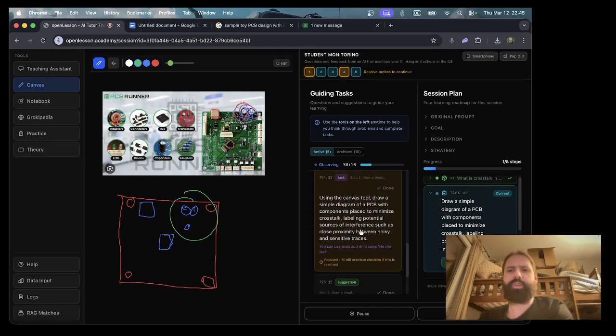Isn't the canvas tool a simple diagram? I guess, yeah, I don't know. I'm going to mark this as complete. I don't know at this moment. I'll come back to this later. I don't know what else to say.